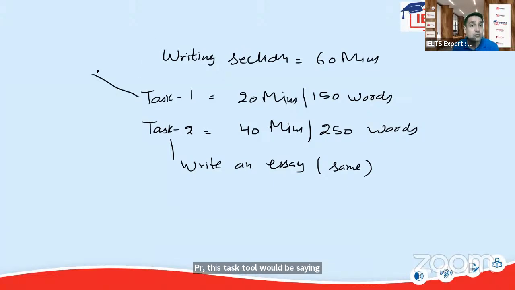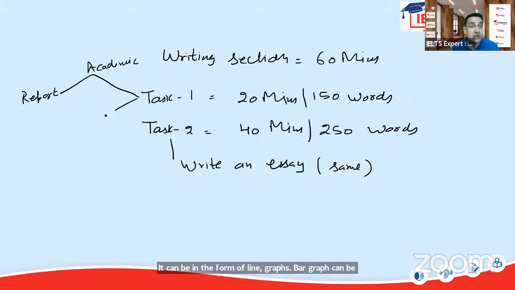Now for the task 1, we have academic module or student visa. Your task 1 would be draft a report based on a visual representation. It can be in the form of line graph, bar graph, can be pie chart, process cycle, or map.